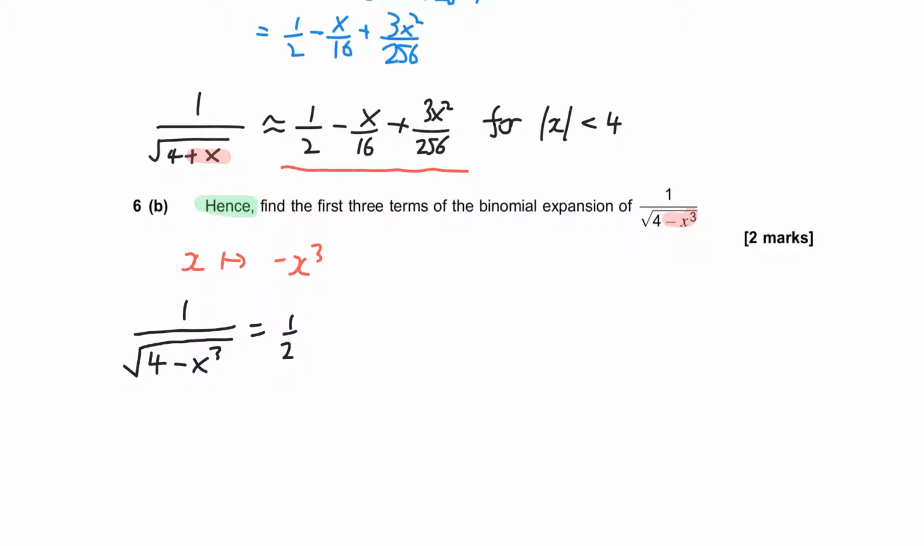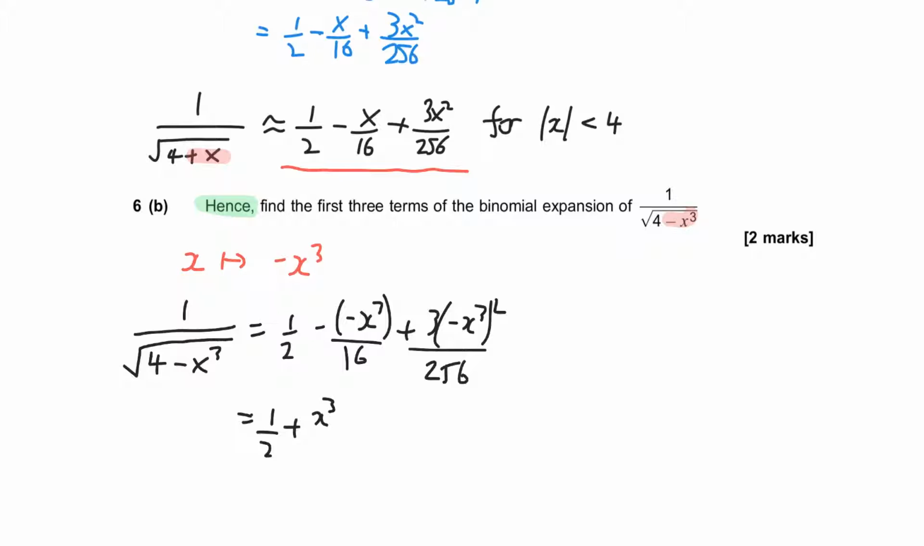Negative x is going to become negative x cubed over 16 plus 3x squared, well, x is now negative x cubed, so negative x cubed squared over 256, and we can simplify these terms a little bit further before we finish. We're going to get 1/2 again. Next term is going to be positive x to the power 3 over 16. And the final term is a negative squared, so it's going to be positive. The power of x is now going to be 6, so it's going to be positive 3x to the 6 over 256. And we are finished.